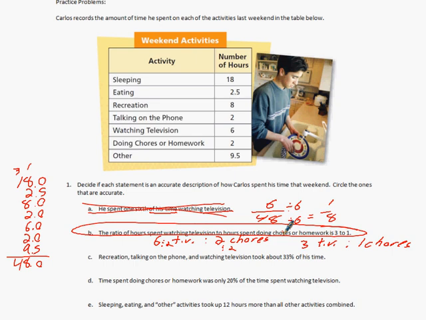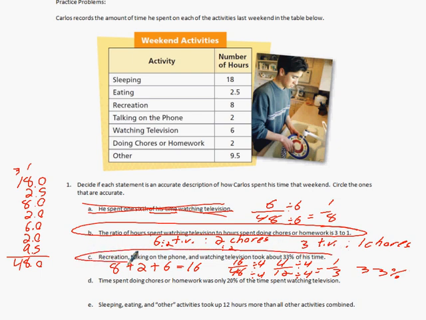C, recreation, talking on the phone, and watching TV took about 33% of his time, 1/3 of his time. Recreation is 8, plus talking on the phone is 2, plus watching TV is 6, that equals 16. So 16 over 48, divide top and bottom by 4. I get 4 over 12, divide top and bottom by 4. I get 1/3, which we know is 33% from the previous slide.